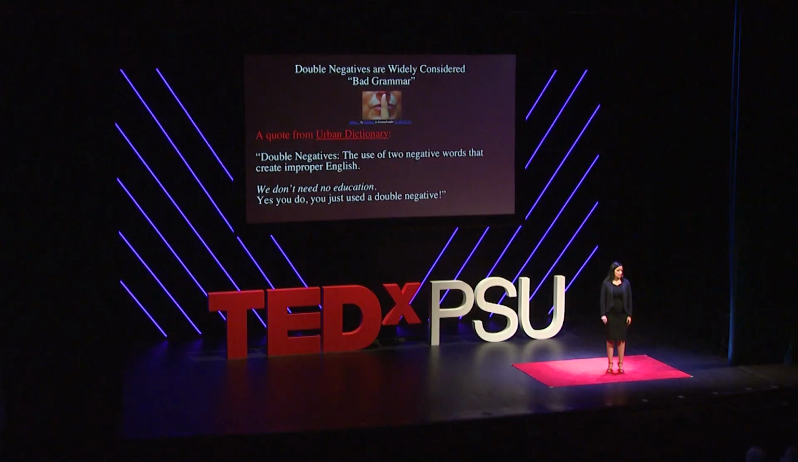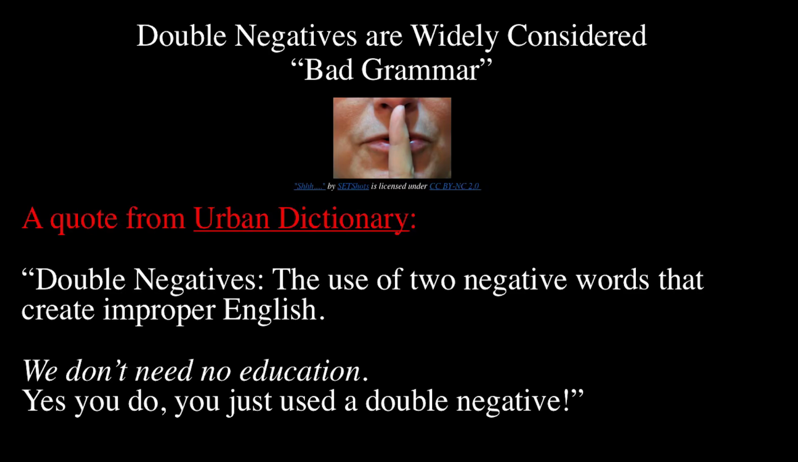So this is a double negative, and you probably have heard them before. And if you grew up in the US or in an American English-speaking culture, you probably have an opinion about them. These are widely considered to be bad grammar. This is an entry from the People's Dictionary, Urban Dictionary, and this individual who wrote this entry is calling double negatives improper English, quoting the Pink Floyd song saying, "We don't need no education." This person says, "Yes, you do, you just use a double negative." So this is reflective of a very widely shared opinion that these are bad grammar.